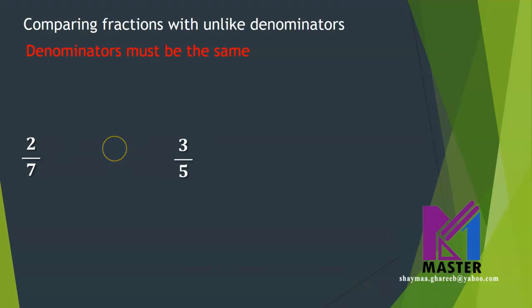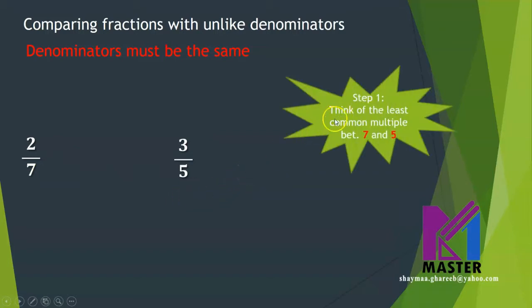How can I change denominators to be the same? First, I will think, can I find an equivalent fraction for the 2/7, for example, and change it into a fraction over 5? Can I multiply the 7 or divide it by a number to make it 5? No, I cannot. So I need to think of an equivalent fraction to the 2 over 7 and another equivalent fraction to the 3 over 5. And these two equivalent fractions must have the same denominators. How can I do this?